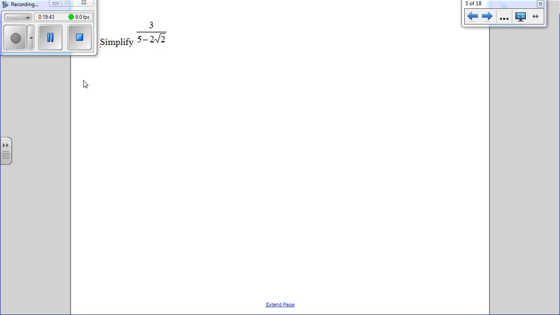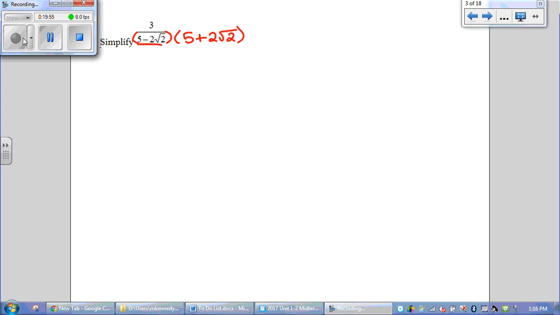A conjugate is the same binomial, but with an opposite symbol. So it would be 5 plus 2 root 2. So a conjugate is the exact same binomial with an opposite sign. You then want to do the same thing to the top.